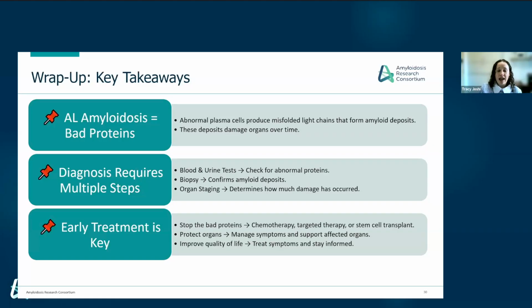Now, looking ahead, every patient's journey is different. AL amyloidosis requires a personalized approach, and treatment is designed to fit your needs. There are new therapies and clinical trials that offer hope for even better outcomes in the future.